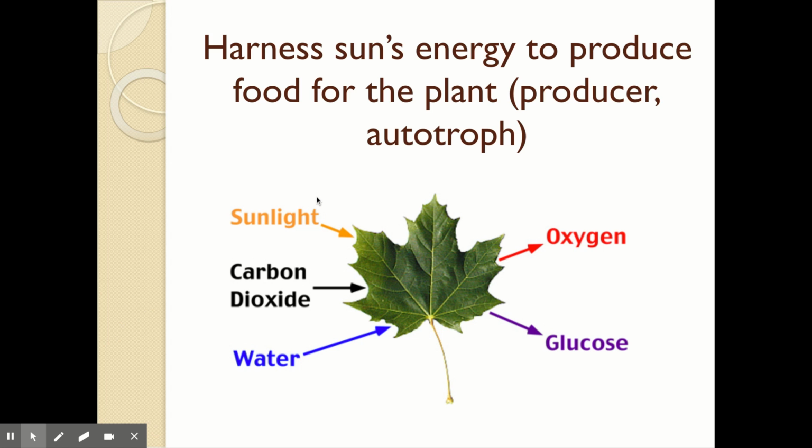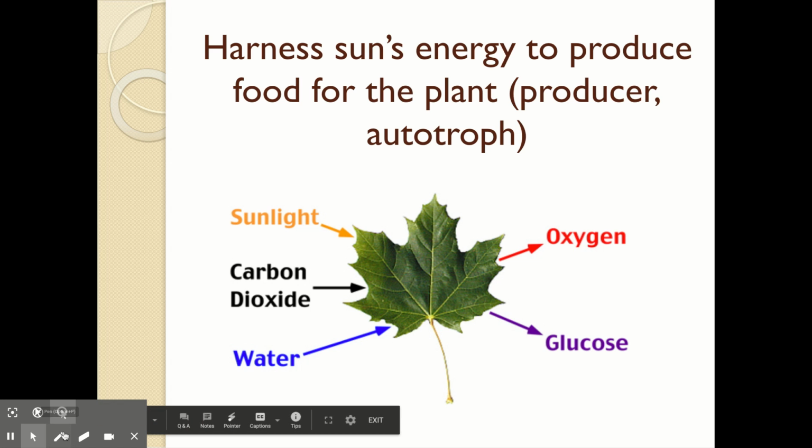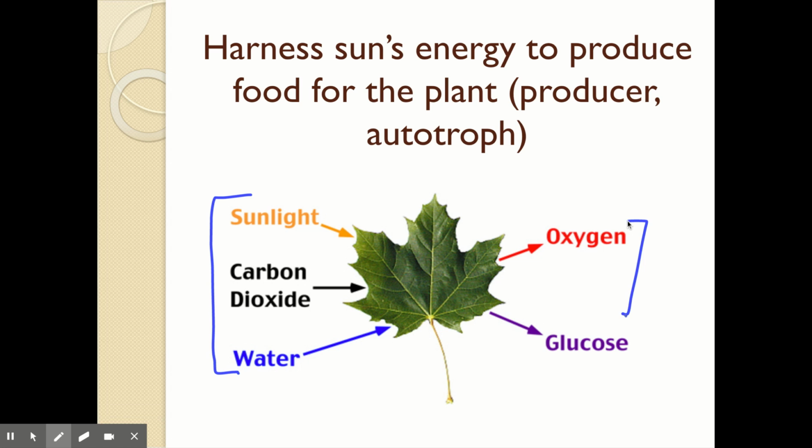We do know that plants also undergo cellular respiration when they cannot undergo photosynthesis. So they actually have mitochondria that take the glucose and the oxygen that is stored within the plant and reverse it. But the main is take these three in, and these come out.